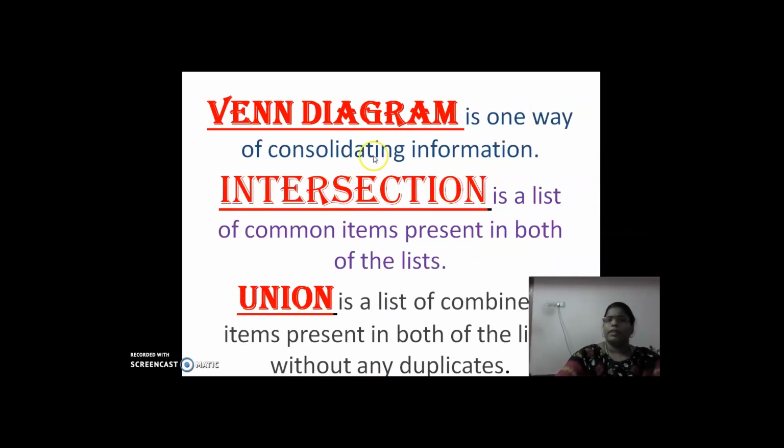Venn diagram is one way of consolidating information. We can use a Venn diagram to save and consolidate information. Intersection is a list of common items present in both of the lists. Union is a list of combined items present in both of the lists without any duplicates.